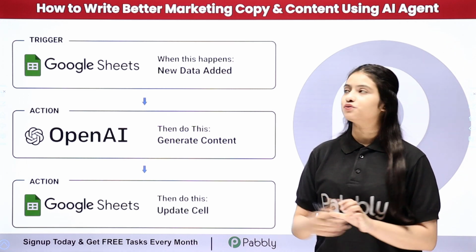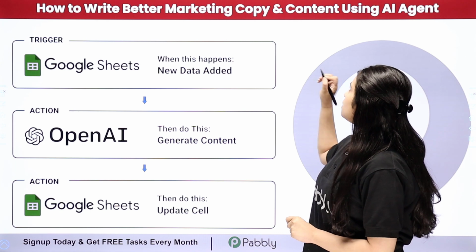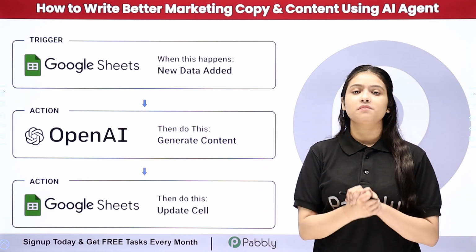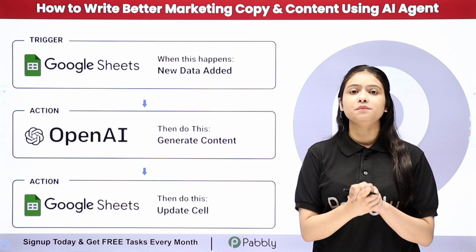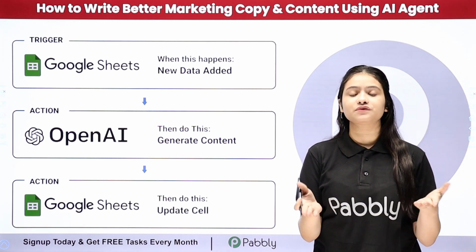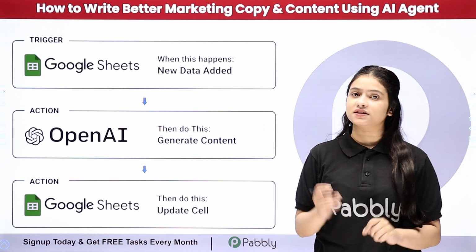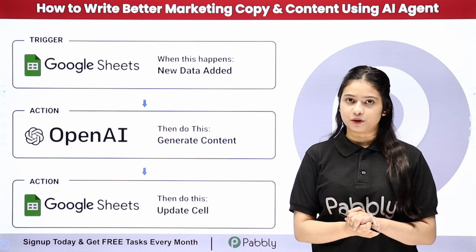In this video, we are going to learn how to write better marketing copy and content using AI agent. So as a content manager of a digital marketing agency, I need to regularly publish new blogs, articles as well as product headlines on the basis of the details which are added in my Google Sheets. But doing it manually is a time-consuming process.